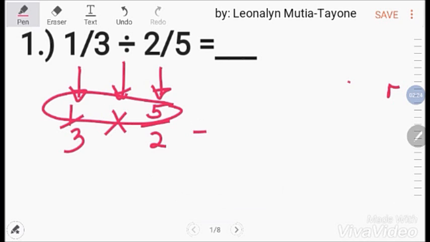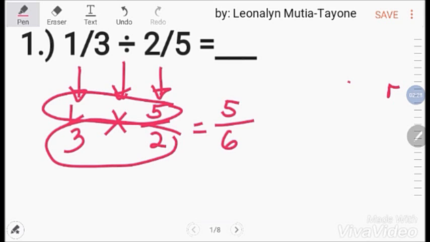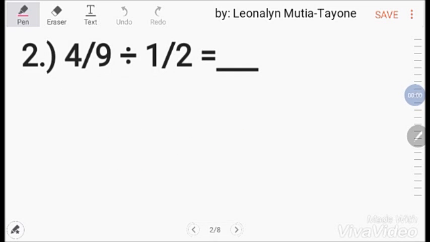Numerator to numerator, that is 5. Denominator to denominator, and that is 6. So, ang answer ay 5 over 6. Let's do another example ng whole number bago tayo mag-proceed dito sa number 2. Example, 8 divided by 2, the answer is 4.